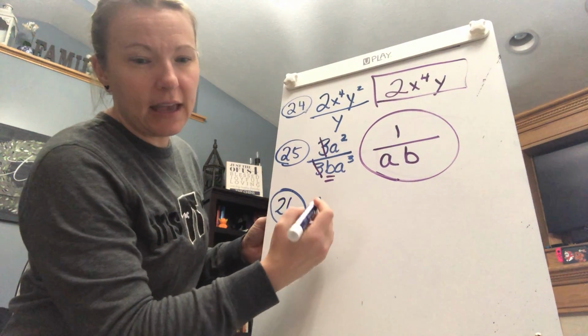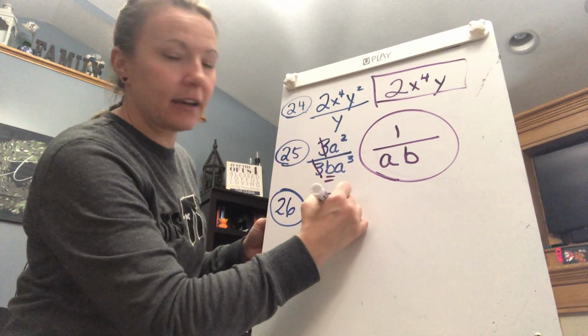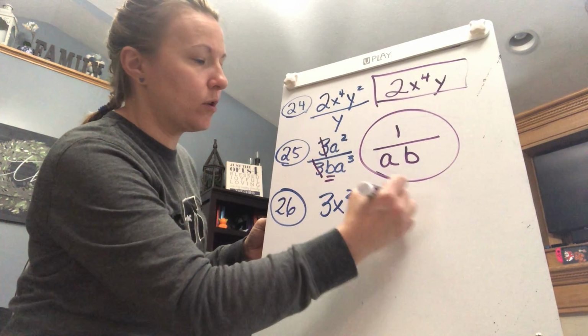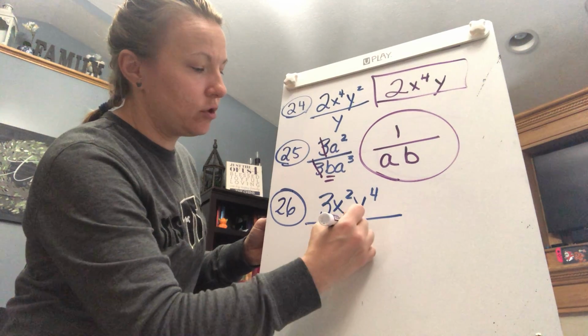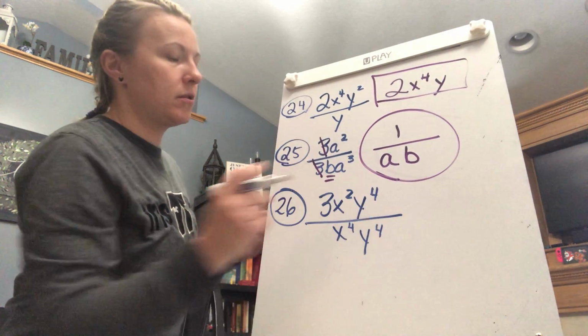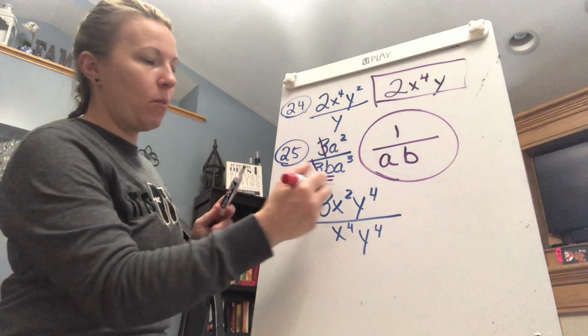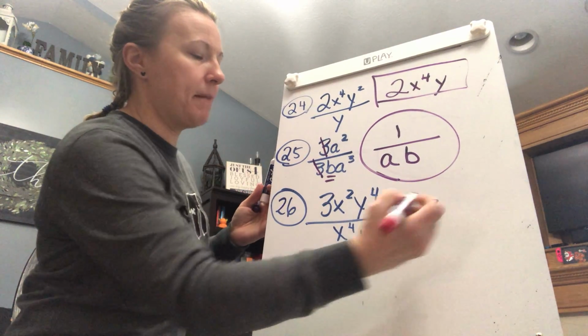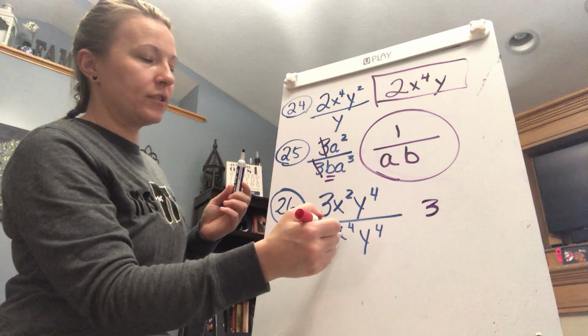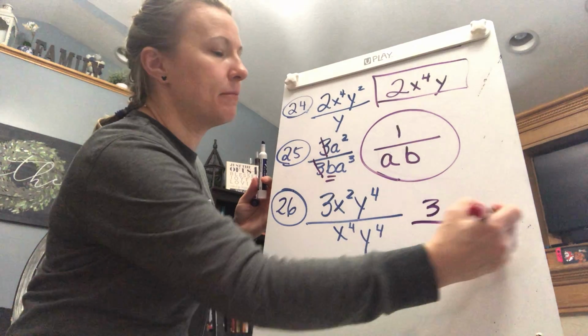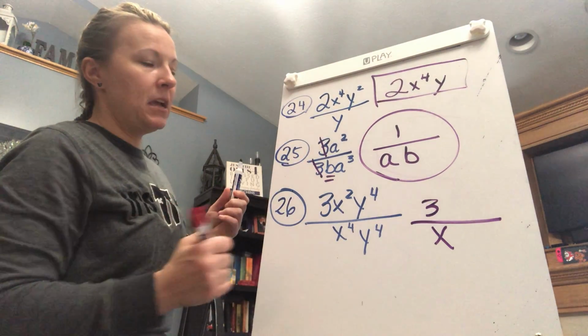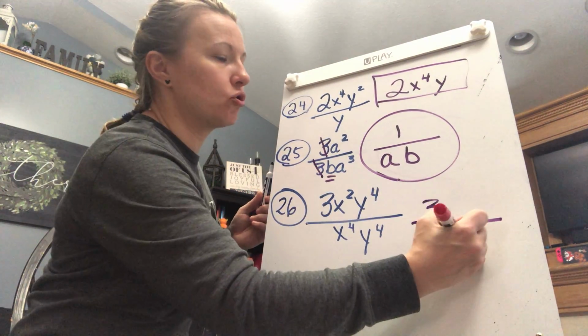26 says 3x squared y to the 4th over x to the 4th y to the 4th. Okay, so we've only got 1 3. He stays on top. I've got x squared and x to the 4th. There's more x's on the bottom, so I leave my x on the bottom. And 4 take away 2 gives me x squared.